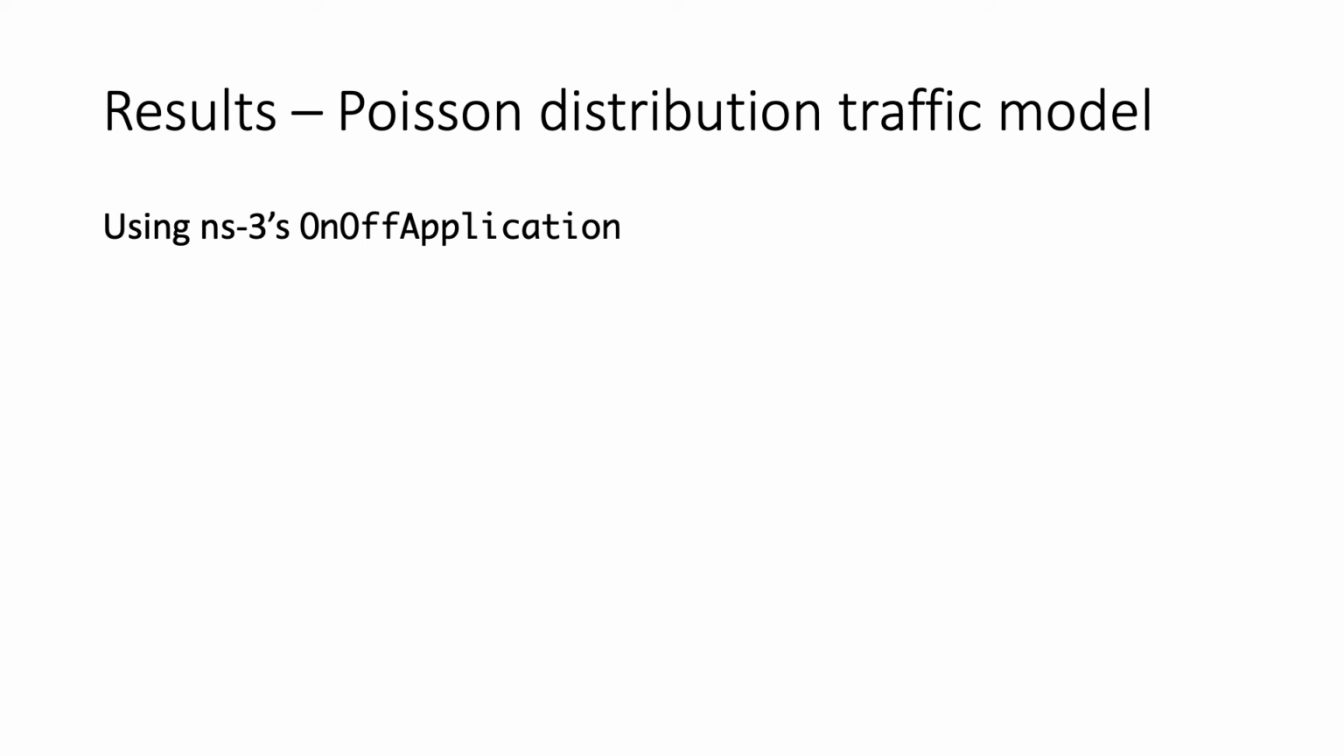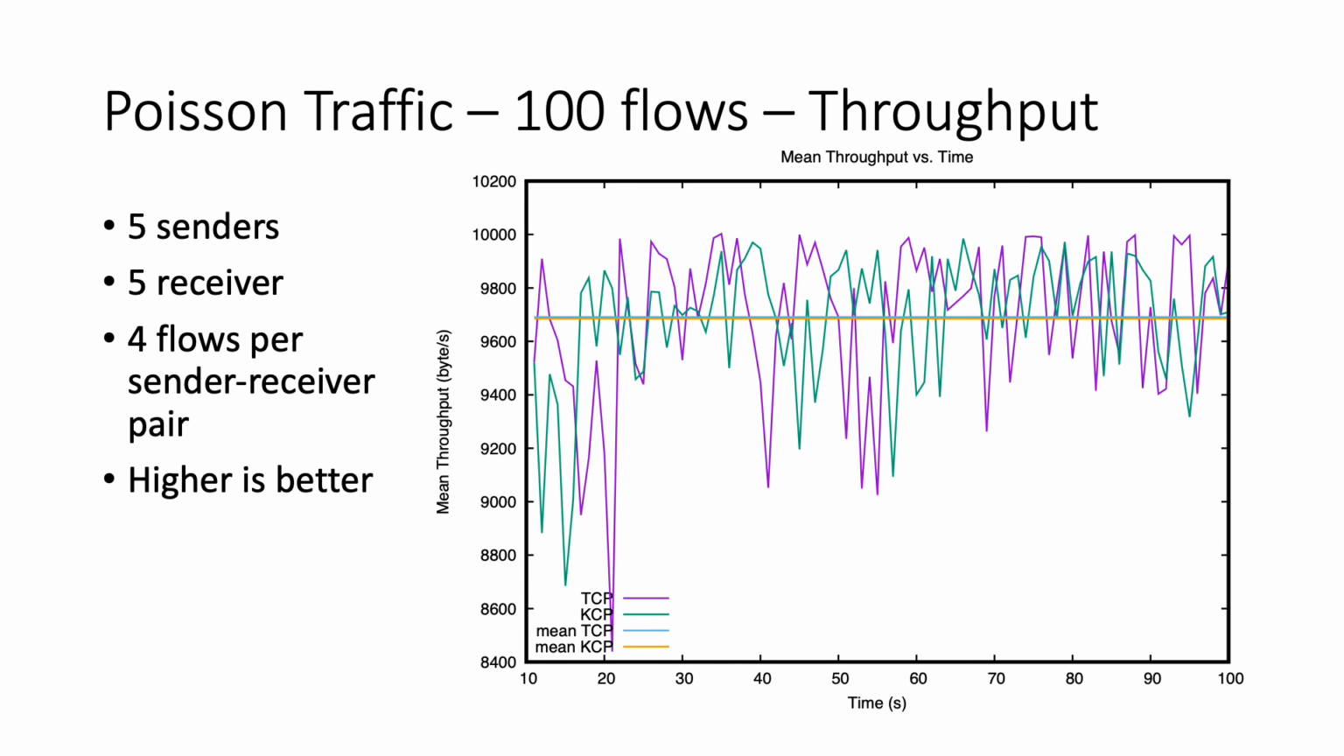Now that we've seen a few experiments with the infinite source model, let's take a look at the Poisson distribution traffic model. Again, I am using NS3's on-off application. In this experiment, we're using the Poisson traffic model with 100 flows. There are 5 senders on one side of the bottleneck and 5 receivers on the other. There are 4 flows per sender-receiver pair, so that gives you 5 times 5 times 4, or 100 flows in the entire simulation. Because this plot shows throughput, higher is better.